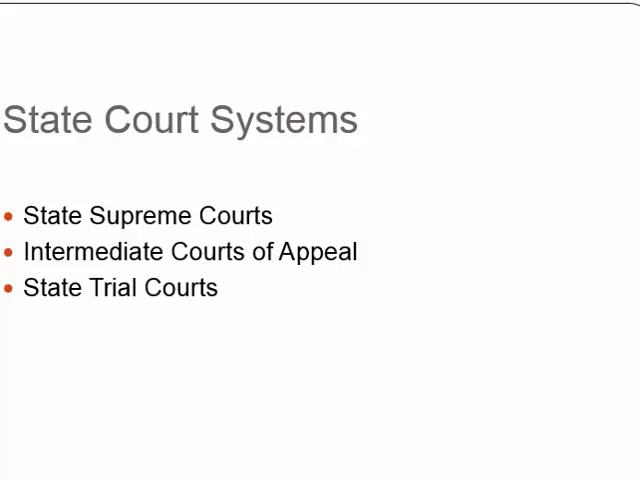The state court system's no different. The triangle on this slide will show a lot of state trial courts at the bottom, fewer intermediate courts of appeal, and then one final state Supreme Court.